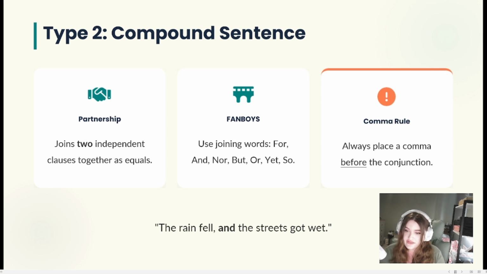So if you have a look at the example on the slide at the minute then, the rain fell and the streets got wet. The rain fell makes sense as a complete sentence, as does the streets got wet. Okay, if we wanted to, we could take out the and the comma and replace it with a full stop.